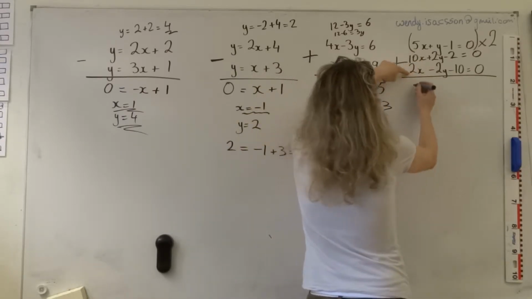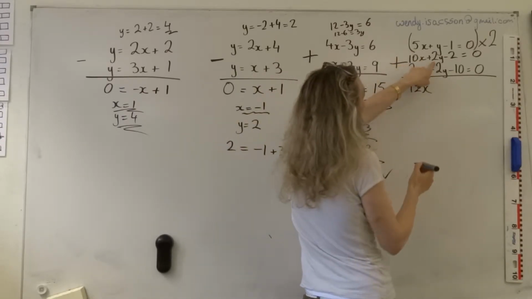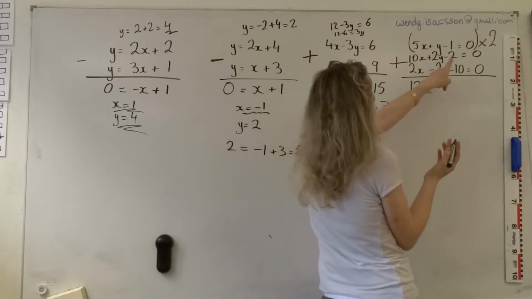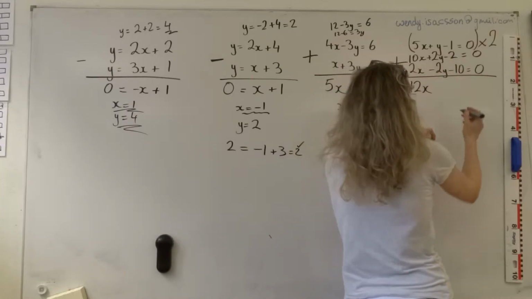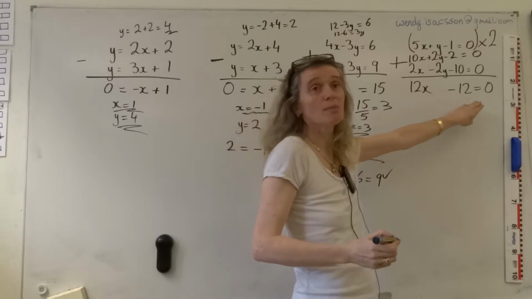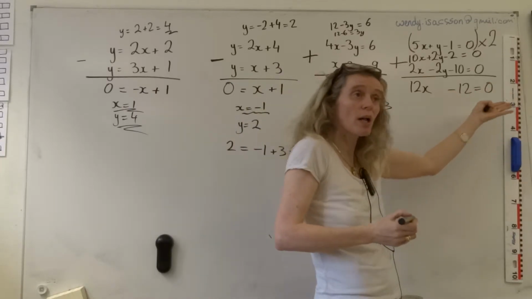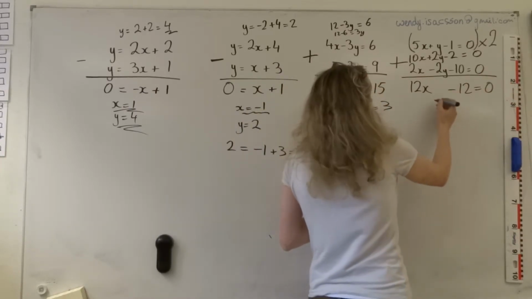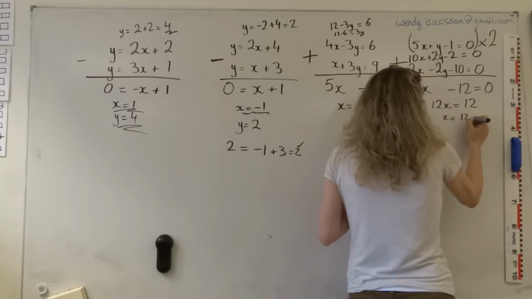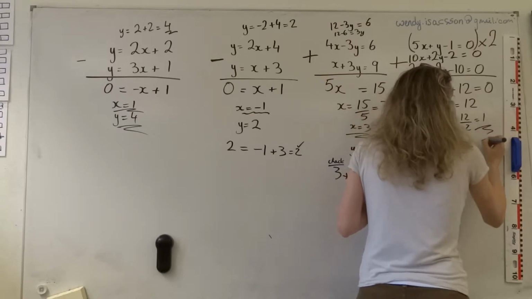10x plus 2x gives me 12x. Plus 2y minus 2y gives me the 0 that I'm looking for. Minus 2 plus minus 10 gives me minus 12. So I now know that 12x minus 12 equals 0. Move the 12 to the other side, it becomes a positive. We get that 12 lots of x equals 12. So x equals 12 divided by 12, which equals 1.